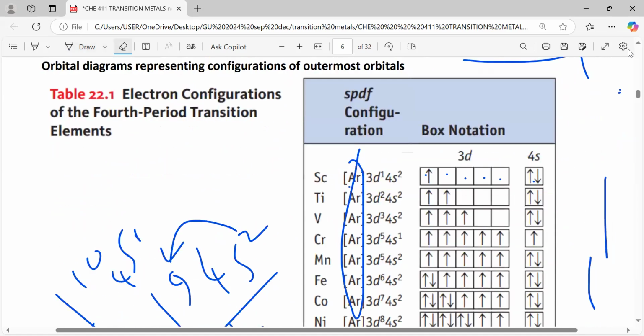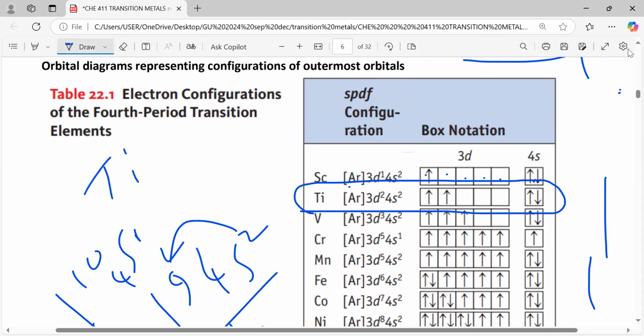So for example, let's say I'm dealing with titanium. Titanium is here. If I'm forming titanium 2+, what happens? I will lose these electrons. So the configuration of titanium 2+ will be 3d2 4s0.